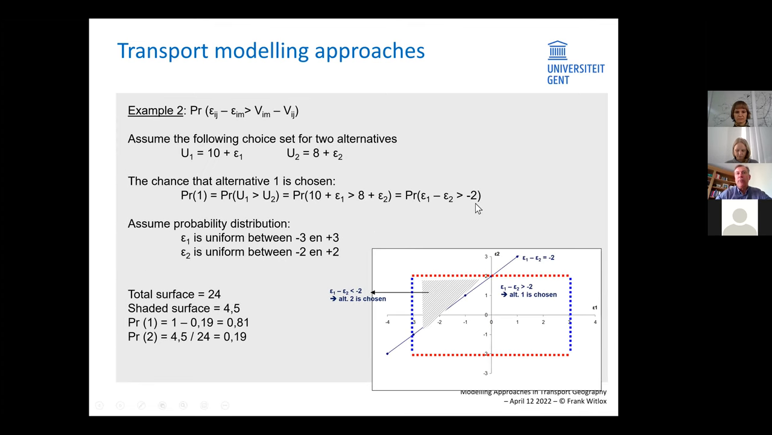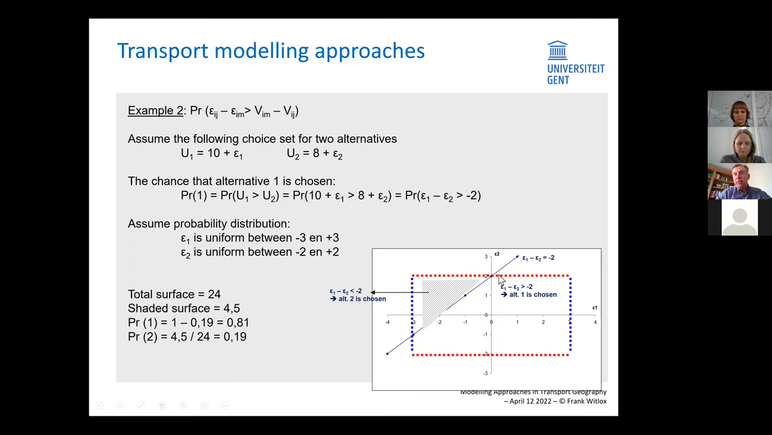If we do include a random component for alternative two as well, then we see this is your choice space. So depending on a random number that you choose between -3 and 3 and -2 and 2, maybe after the lecture, you simply should do this and then ask all the people who are participating to send these numbers. And what we will see is that about 80% of the people who are listening will choose alternative one, and about 20% will choose alternative two.